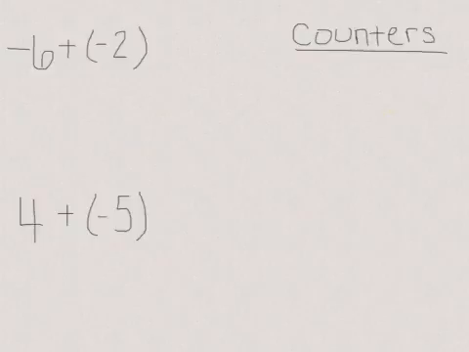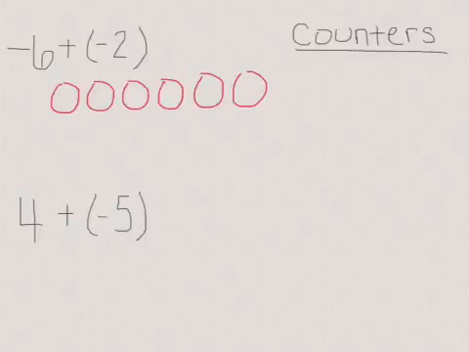I also like to use counters. And just as you noticed with the stairs, I had yellow and red. I use the red counters to represent negatives. So I have 1, 2, 3, 4, 5, and 6. And what I'm going to do is add 2 more negatives. Right? And then I will have the students add up.